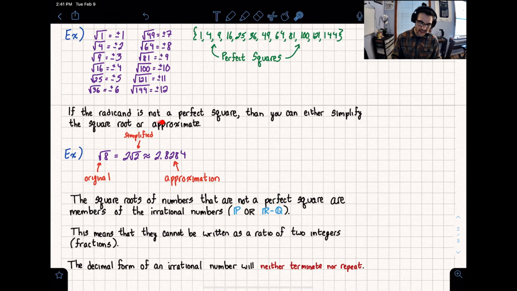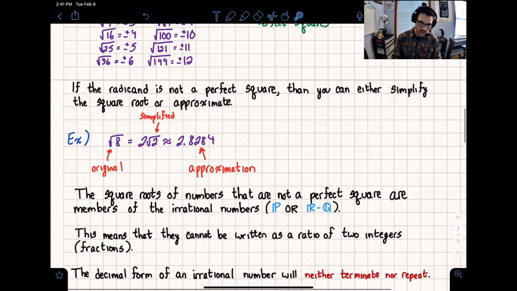If the radicand is not a perfect square, then you can either simplify the square root or approximate. So here I did the example with the square root of 8. This is the original problem we're given. If you were to simplify this, you would get 2 times the square root of 2. I'm not going into how you solve that now. That is in the scope of another video.